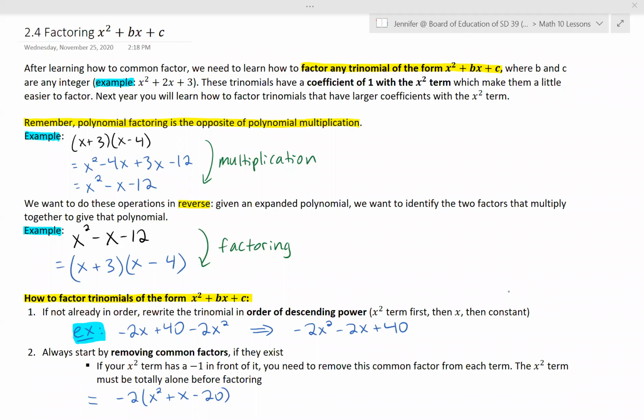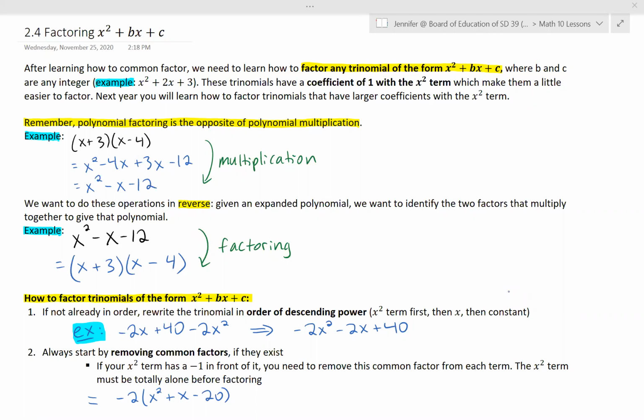This is lesson 2.4, factoring x squared plus bx plus c. So now that we know how to common factor, we need to learn how to factor any trinomial of this form, x squared plus bx plus c. What this means is b and c are just constants or coefficients.